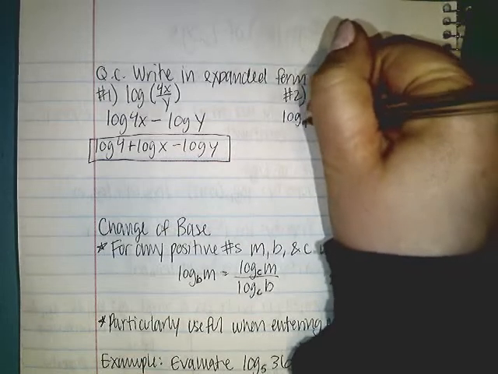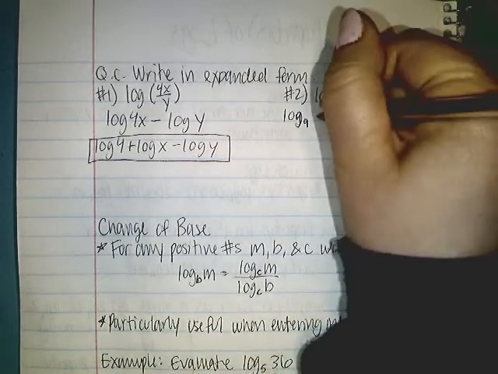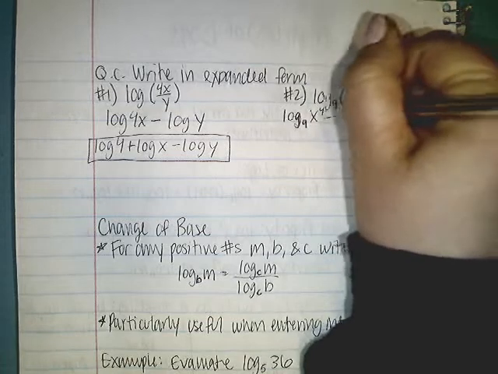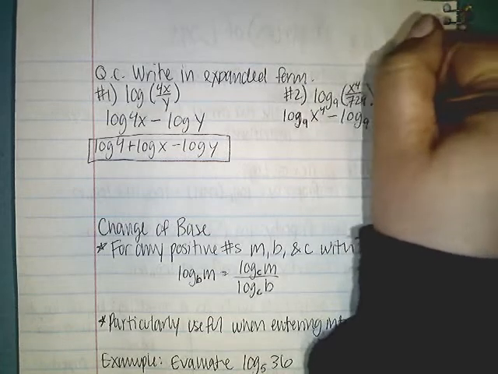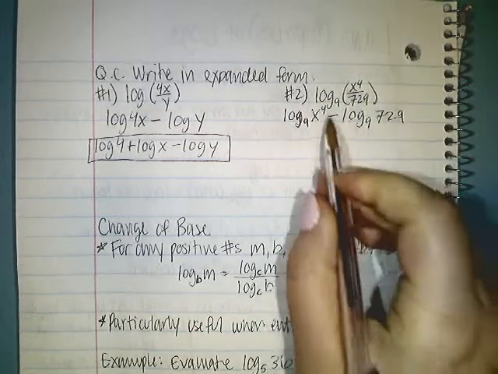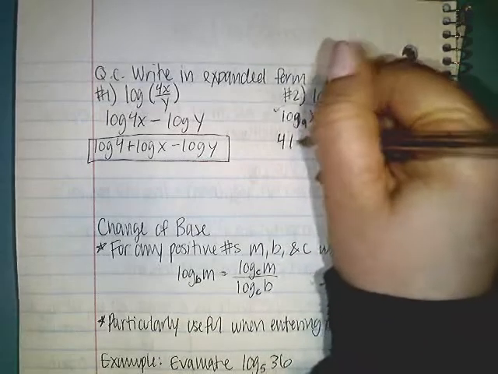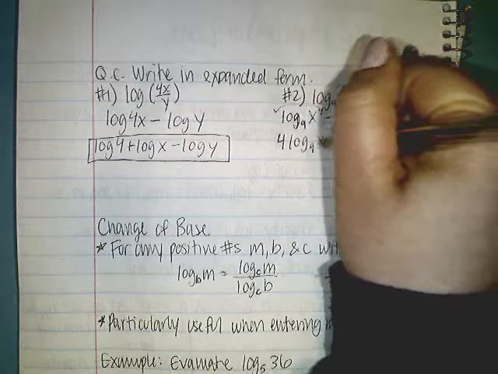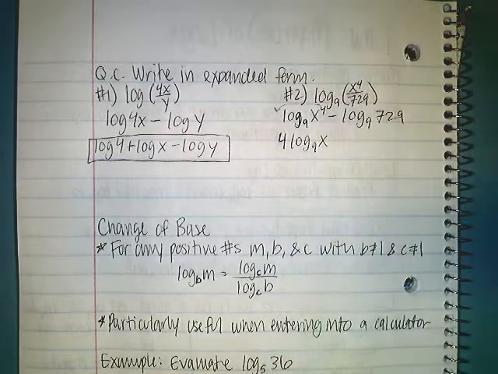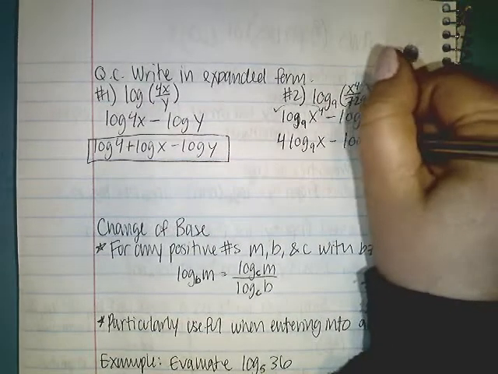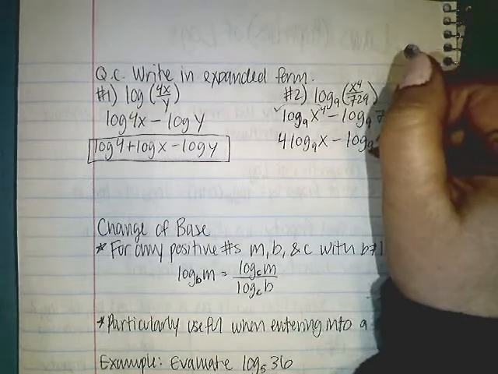This time I have a log base 9. So I have log base 9 of x to the 4th minus log base 9 of 729. Now I have an exponent here. I'm going to use my power rule to bring that to the front. So I have 4 log base 9 of x, since that exponent was brought to the front, minus log base 9 of 729.